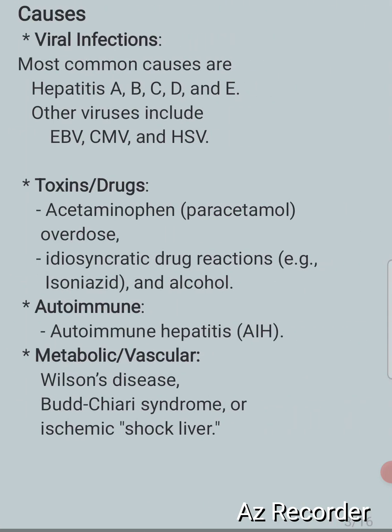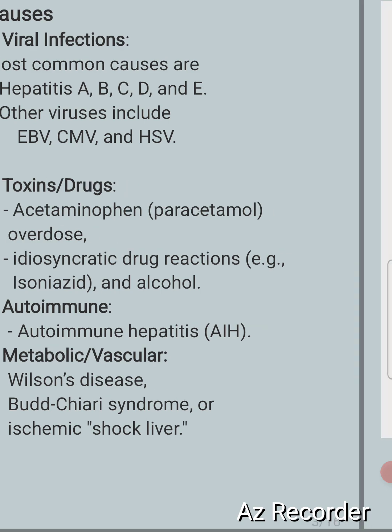So it can be caused by various things, the most common being viral infections, and in that hepatitis A, B, C, D, E. Other viruses that can cause acute hepatitis are EBV, CMV, and herpes simplex virus. It can also be caused by drugs and toxins such as acetaminophen (paracetamol) overdose, idiosyncratic drug reactions, for example with isoniazid, and alcohol. It can be caused by autoimmune hepatitis, metabolic or vascular causes such as Wilson disease, Budd-Chiari syndrome, or ischemic shock liver.